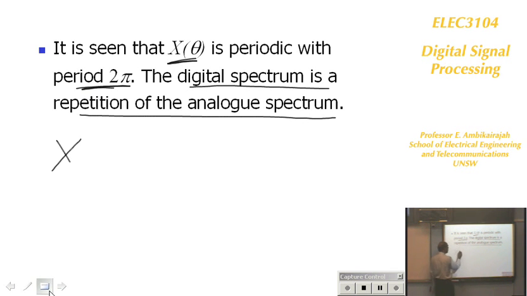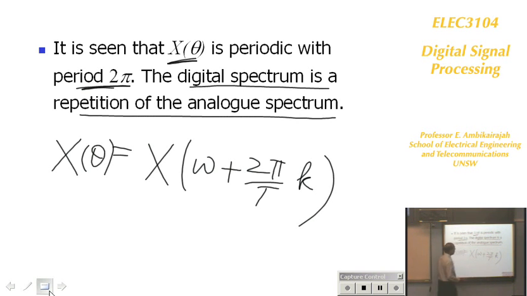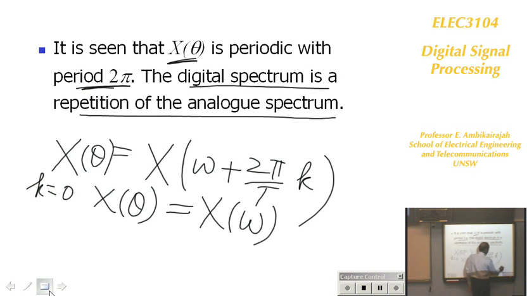What does that mean is X(theta) you got is equal to, we said, X(omega plus 2 pi over T times k). That's what we have. What does that mean is when k equals 0, X(theta), your digital spectrum, is equal to the analog spectrum in the region theta between minus pi and pi.